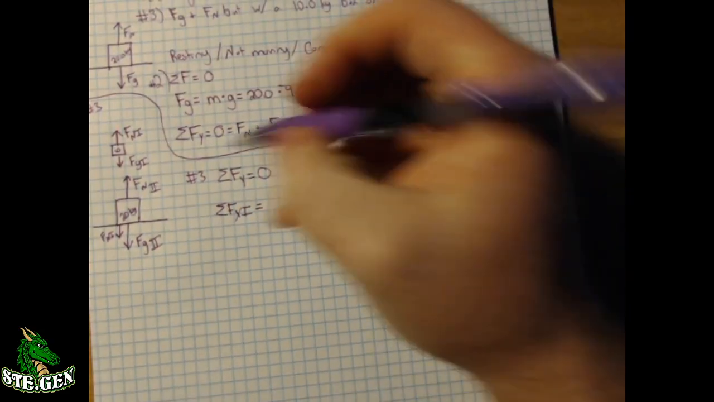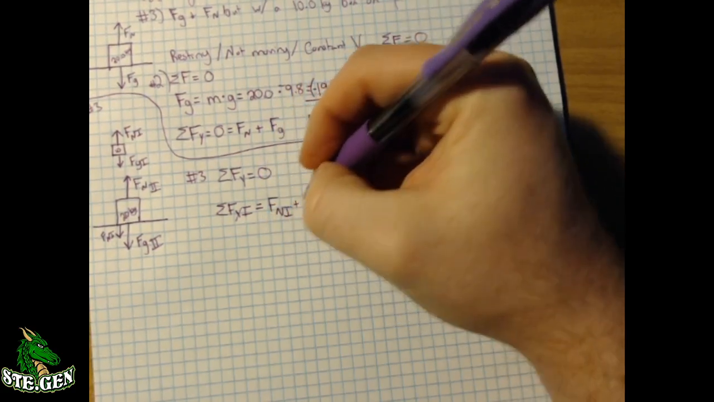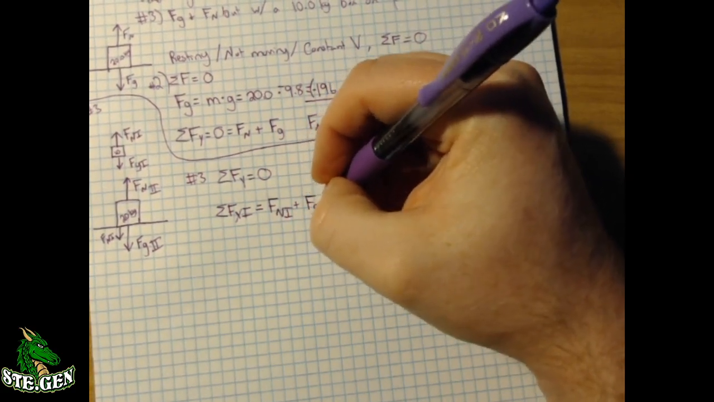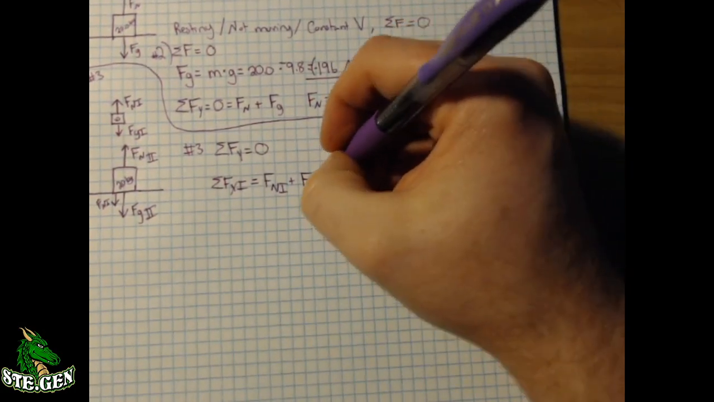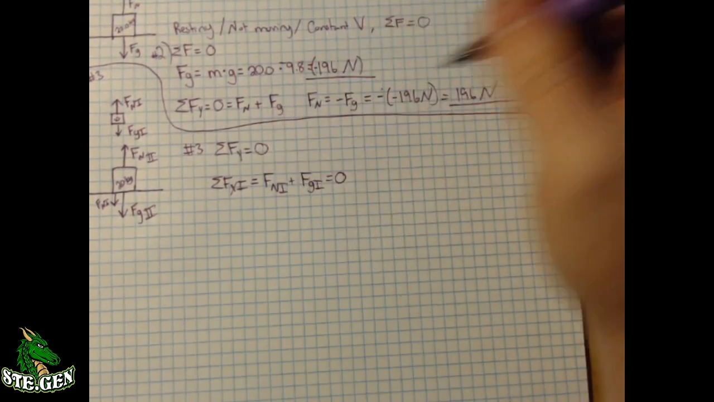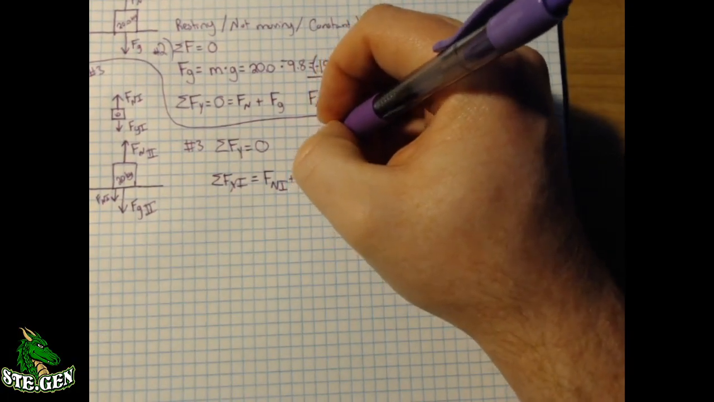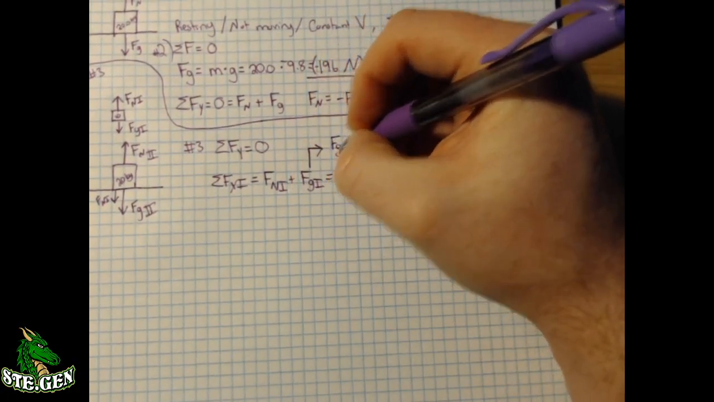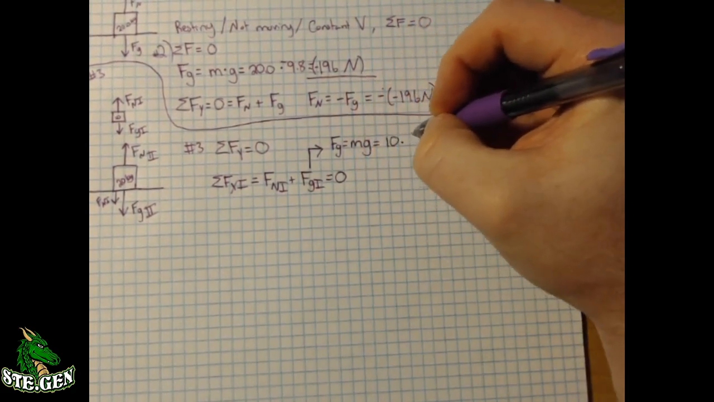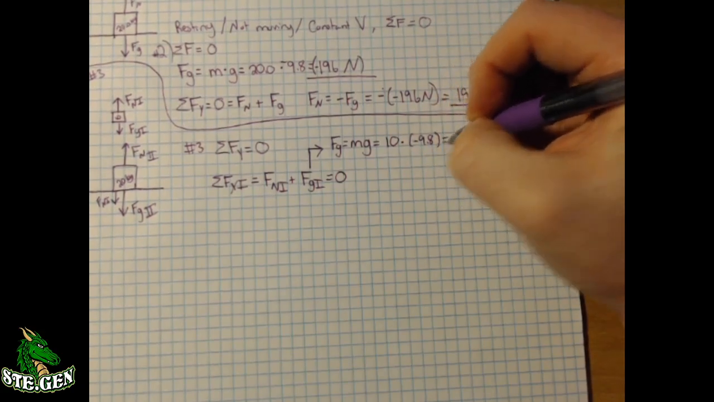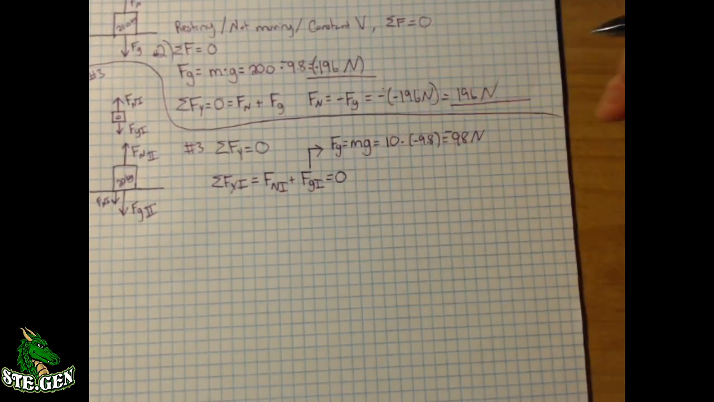For box number 1. Well, in this case, we've got force in the normal 1 plus force of gravity for the top box. And both of these must be equal to 0 because there is no movement of this box. Force of gravity, we already have an equation for that. Force of gravity is equal to mass times gravity. Mass of this box is 10. Gravity is negative 9.8. 98 newtons is going to be our gravitational force.